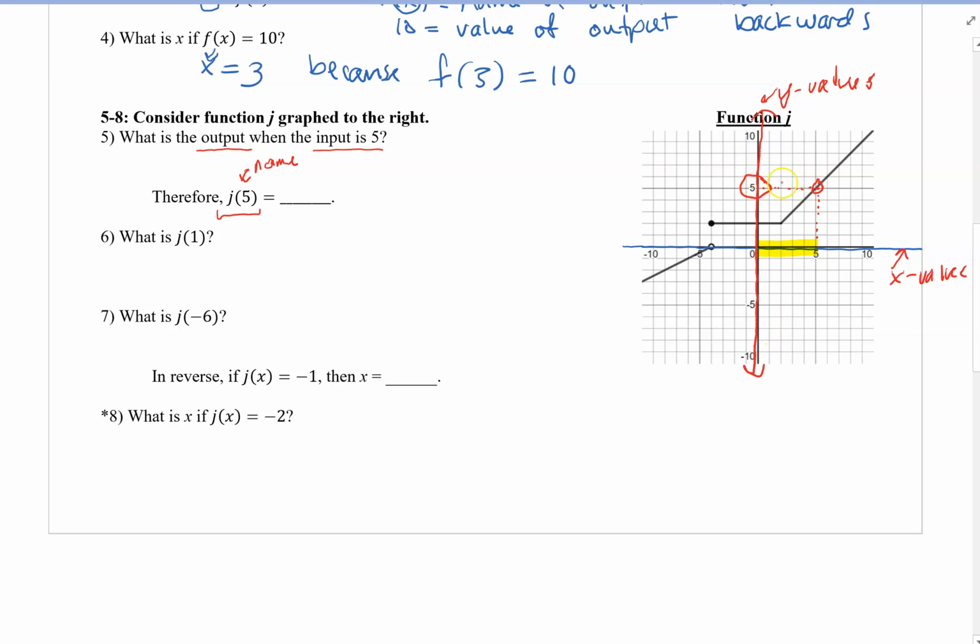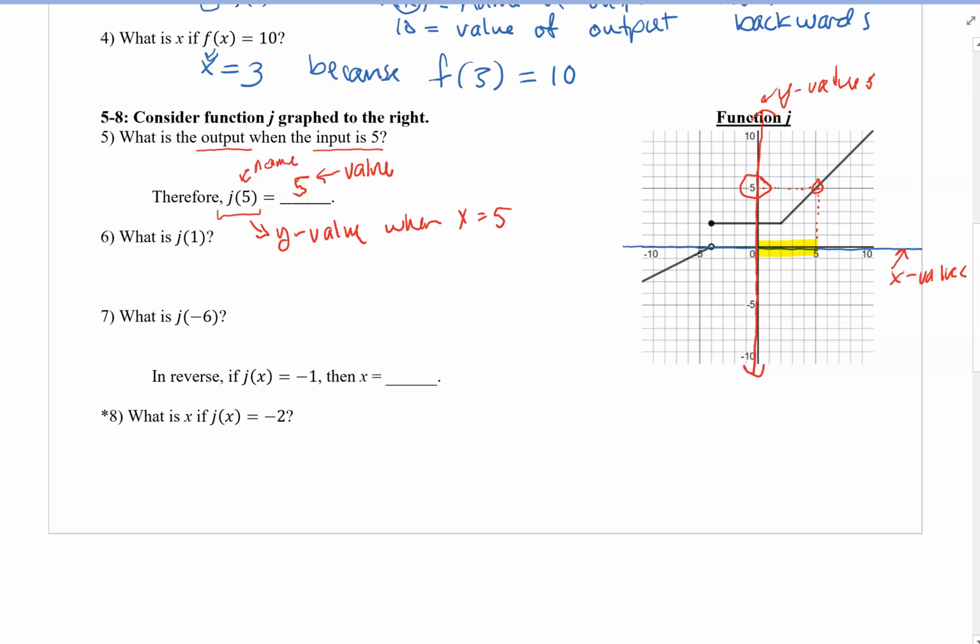Now this is interesting because the output actually matched the input, right? That doesn't always happen. In this case, it happened. So j of 5 is 5. This is the value of my answer. The name of my answer was j of 5, and that was referring to the y value when x is 5. And then this is the value of that. Oh, the y value when x is 5 is also 5. j of 5 equals 5.